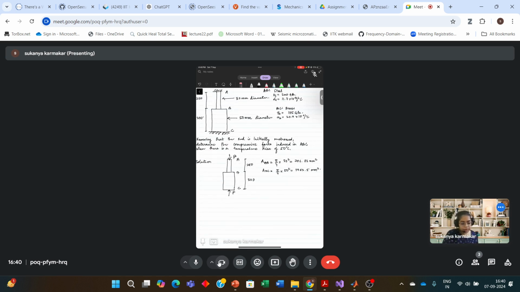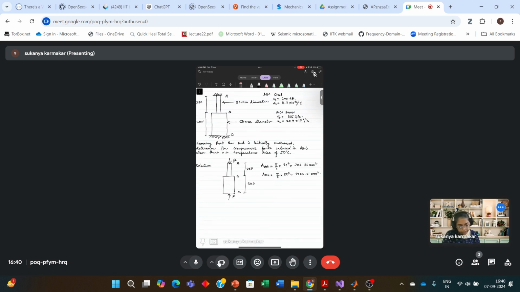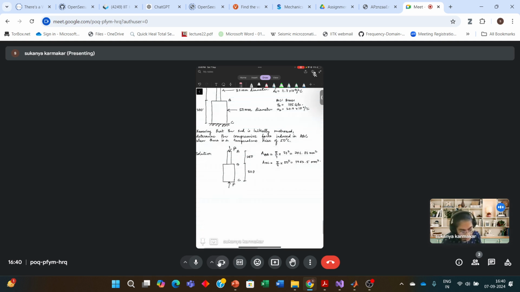Now, there is a free thermal expansion because of the change in temperature. This setup will try to increase in length. So because of the change in temperature, let the deformation be delta T. It will be alpha S LAB delta T. This is for the cylinder AB, and for the cylinder BC, it will be alpha B, because it is made up of brass, into LBC into delta T.